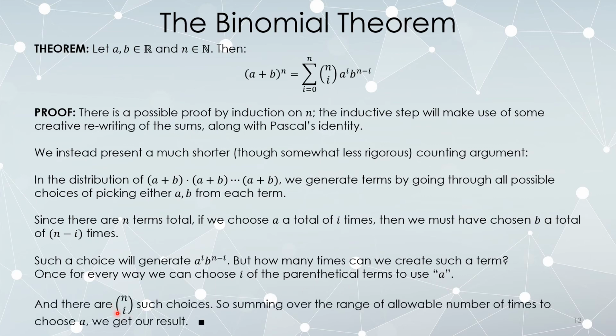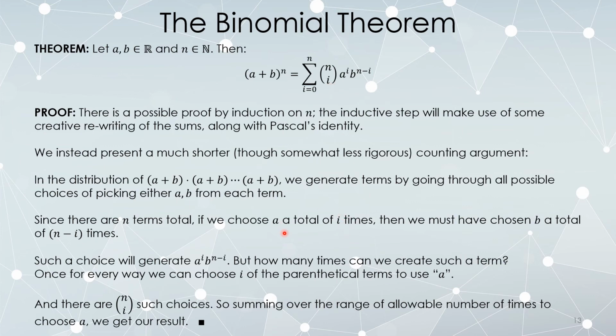There's exactly n choose i ways to do that. There were n parenthetical terms, and I choose i of them to have an a. So there are n choose i ways to generate the term a to the i, b to the n minus i. Since there are this many ways to get that term, I'm going to have that many multiples of that term total.